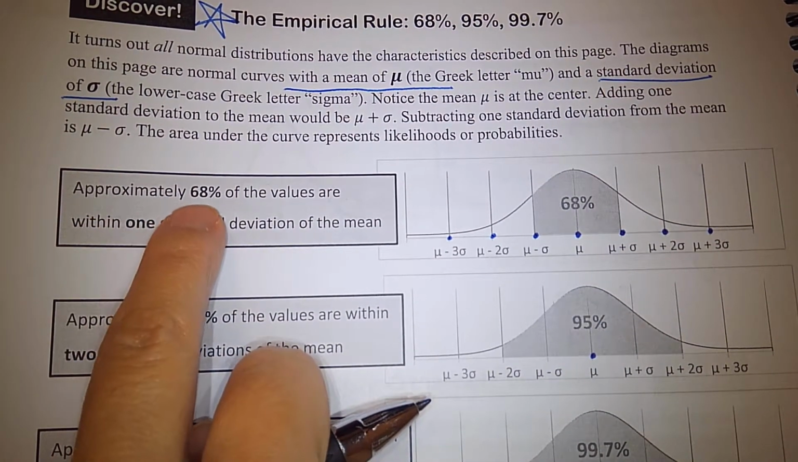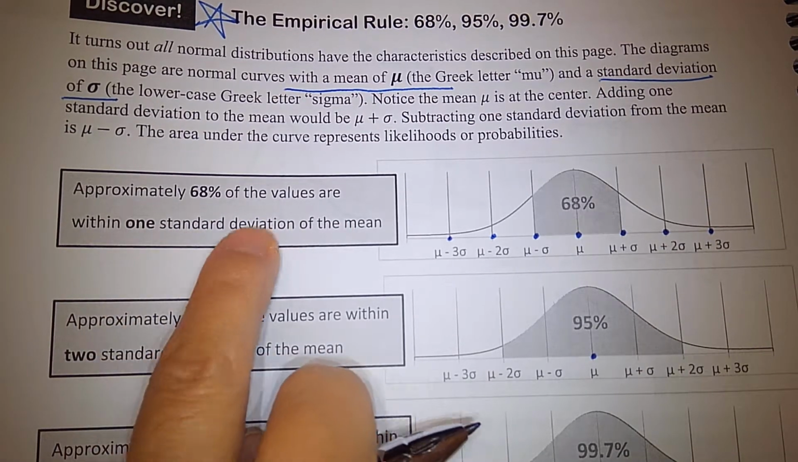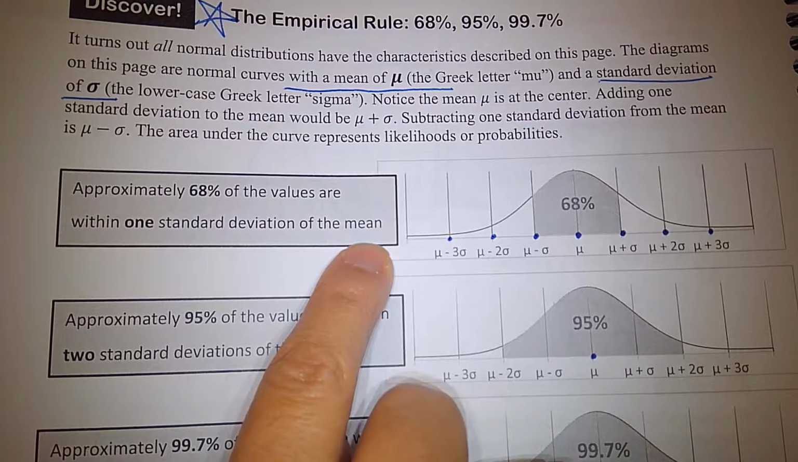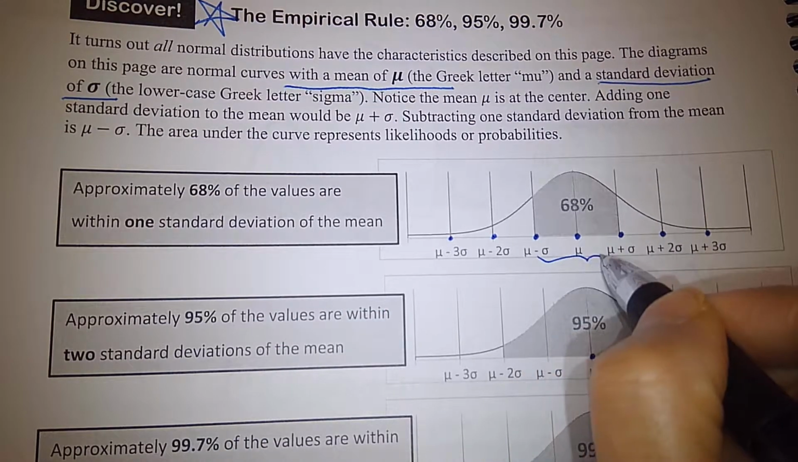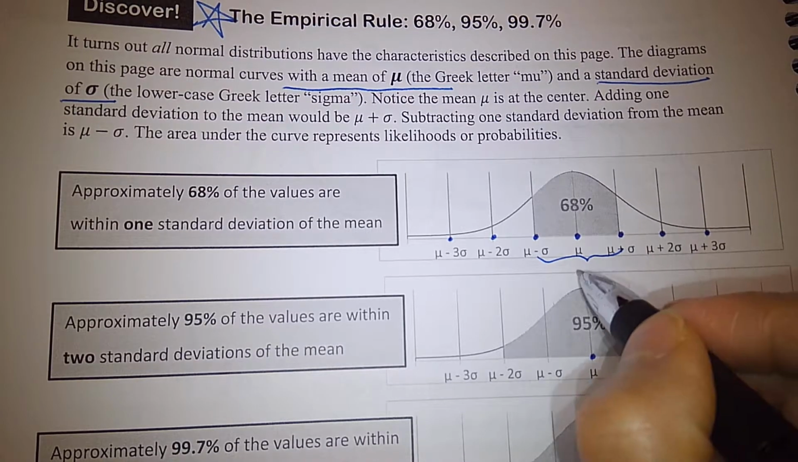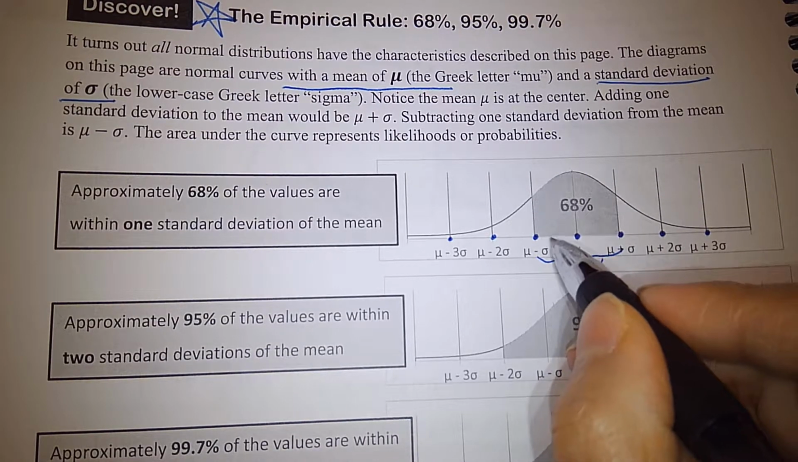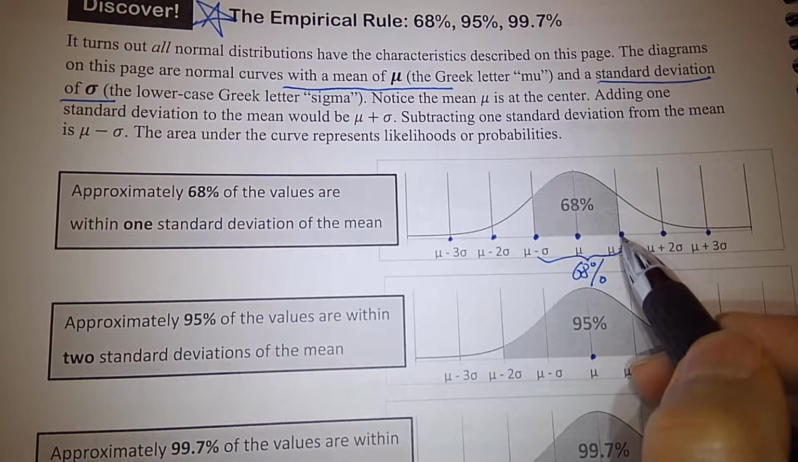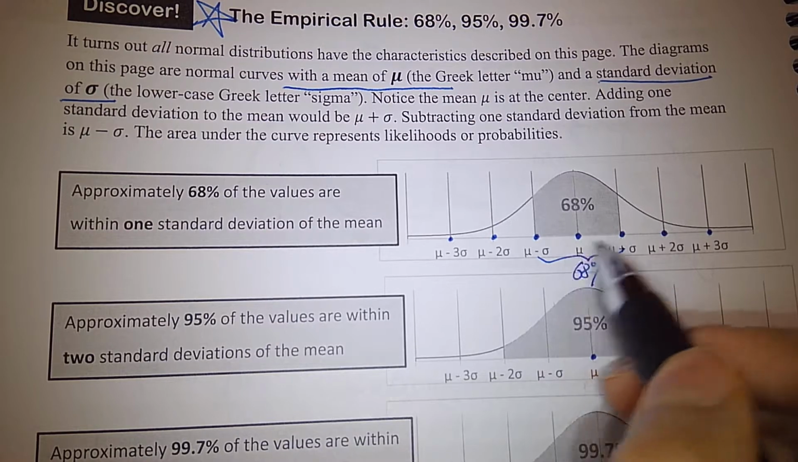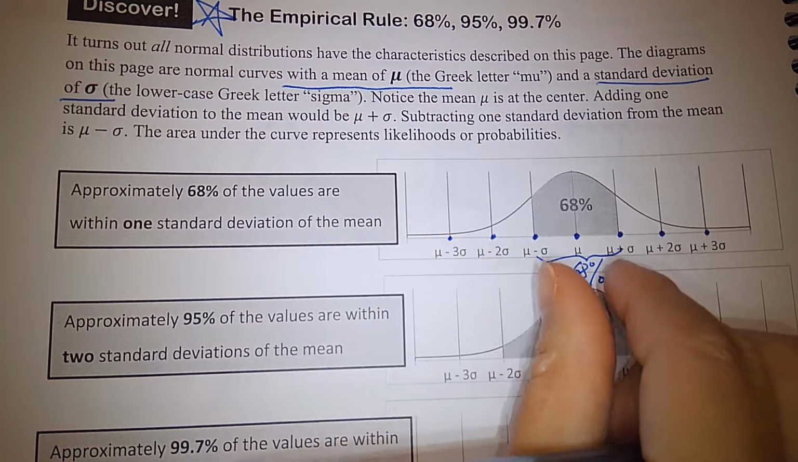This rule is telling us that approximately 68% of the values are within 1 standard deviation of the mean. What does that mean? Within 1 standard deviation, 68% of data values are either less than the mean, or above, and in between. So that means the data is more clustered in the middle.